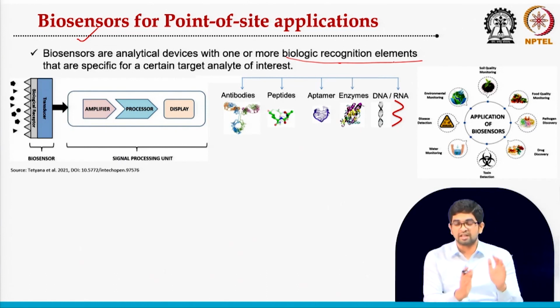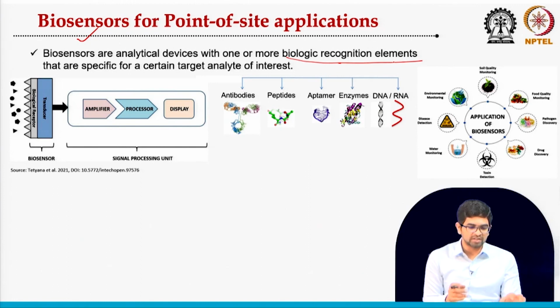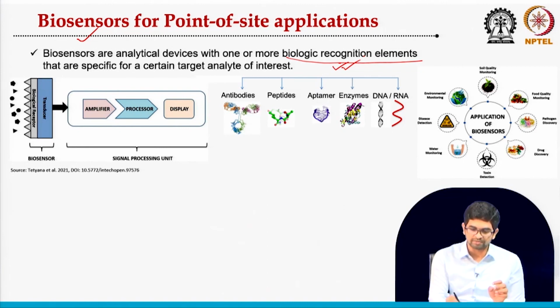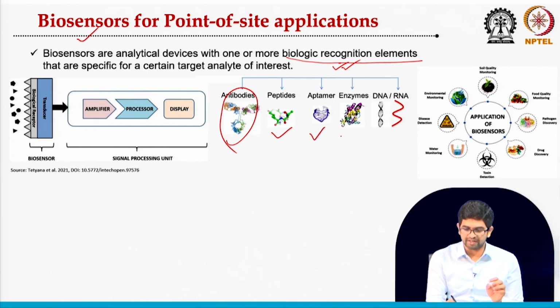In the last slide I discussed so many problems, and all of those problems can be addressed and solved by using this technology. So, let us come to biosensors. I told you we generally use different kinds of bio recognition elements in a biosensor. What is this bio recognition element? Like antibody, peptide, aptamer, enzyme, DNA, RNA, these kinds of bio recognition elements we can use.